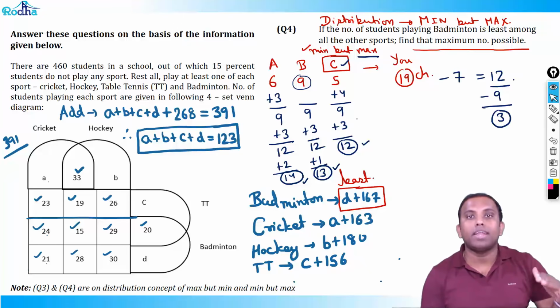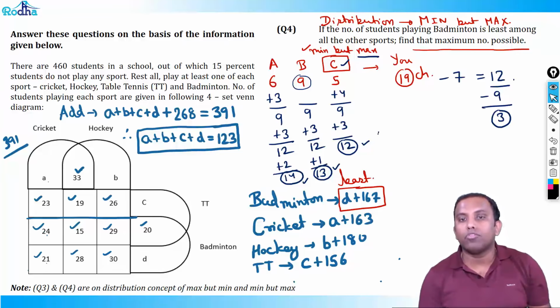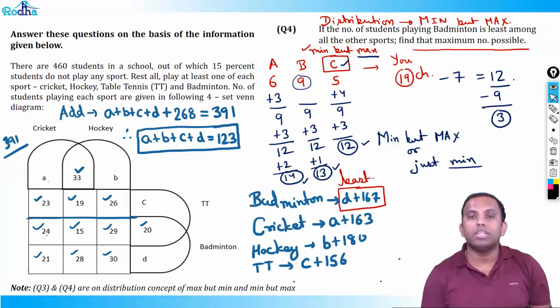So the maximum number C can get is 12, and still C has the minimum number among all these 3 people. This is the case of minimum but maximum. Or you can write it in general language as just minimum. C is just minimum, right? 14, 13, 12. C is just minimum.